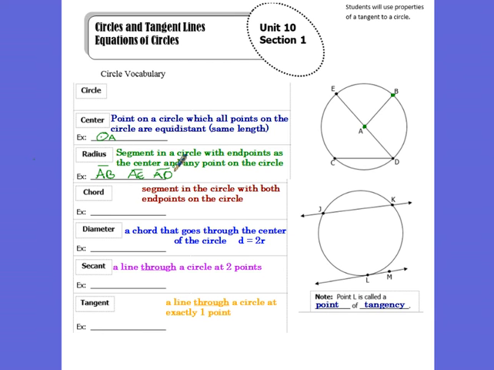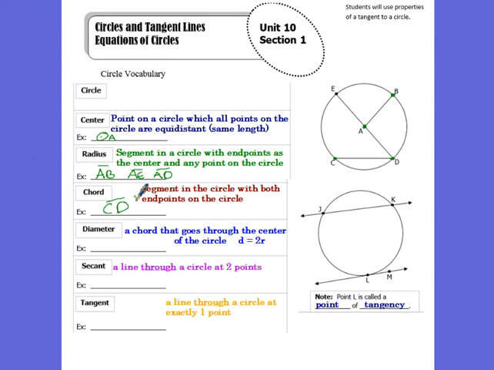A chord. A chord is a segment in a circle with both endpoints on the circle. So it doesn't have to go through the center. It can, but it doesn't have to. So CD is an example of a chord because both of its endpoints are on the circle.